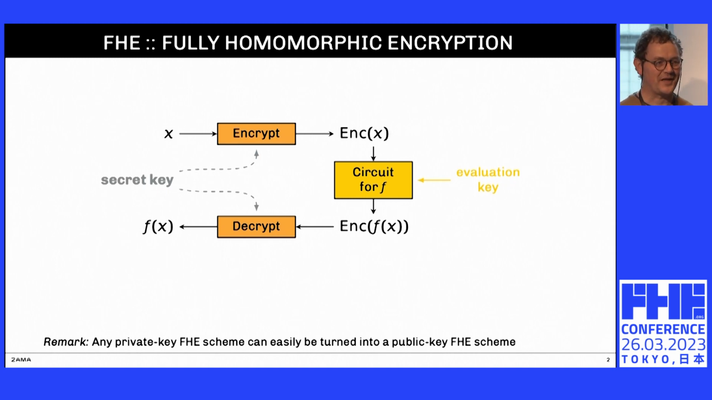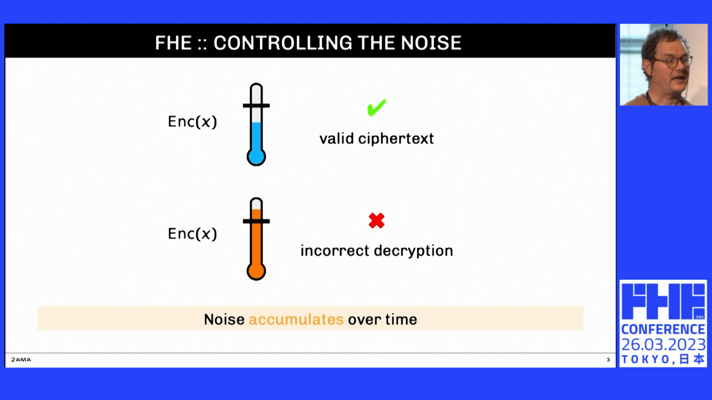FHE is a wonderful technology. It allows anyone to compute anything over encrypted data. I mean, that's very beautiful. In practice, not that easy. One of the main issues we have with FHE is dealing with the noise. As you know, for security we need noise in the ciphertext. But the more you play with the ciphertext, the more the noise tends to increase. And it might be the case that at some point there is too much noise in the ciphertext and you won't be able to decrypt anymore.